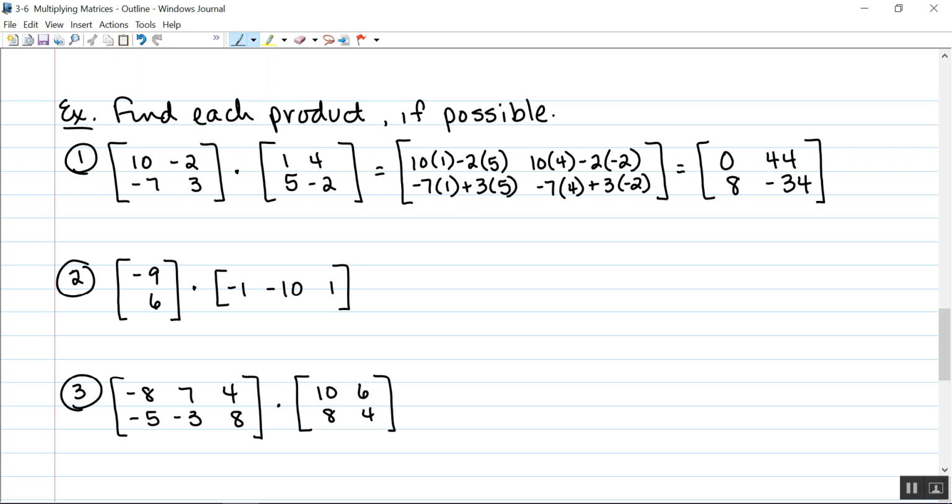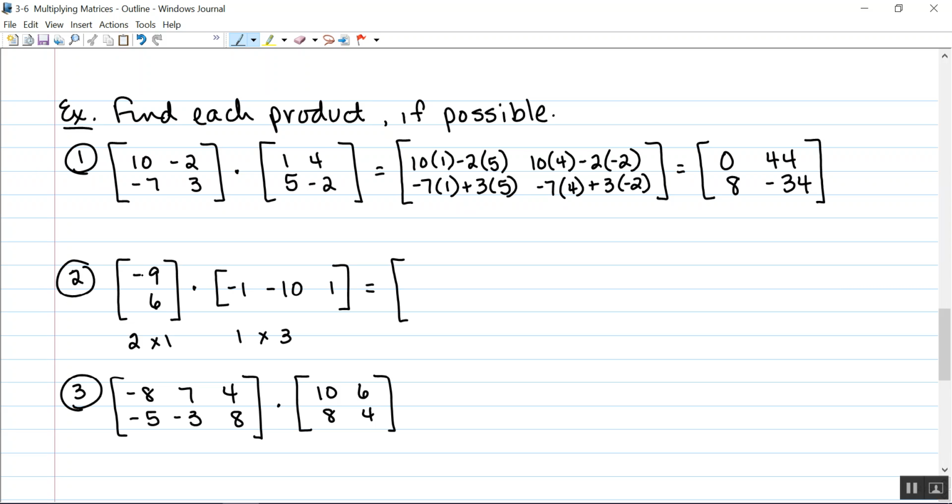Let's take a look at example number 2 here, and since these aren't two square matrices that I'm multiplying times each other, let's check their dimensions. So my first matrix has 2 rows and 1 column, and my second matrix has 1 row and 3 columns. So since the ones are in the middle and they're both ones, this matrix product is defined, and my resultant matrix is going to be a 2 by 3 matrix. So it's going to have 2 rows and 3 columns. So let's go ahead and do that.